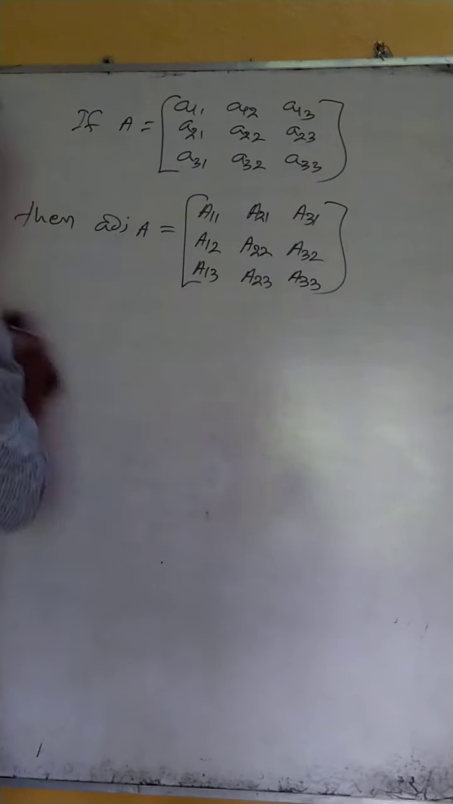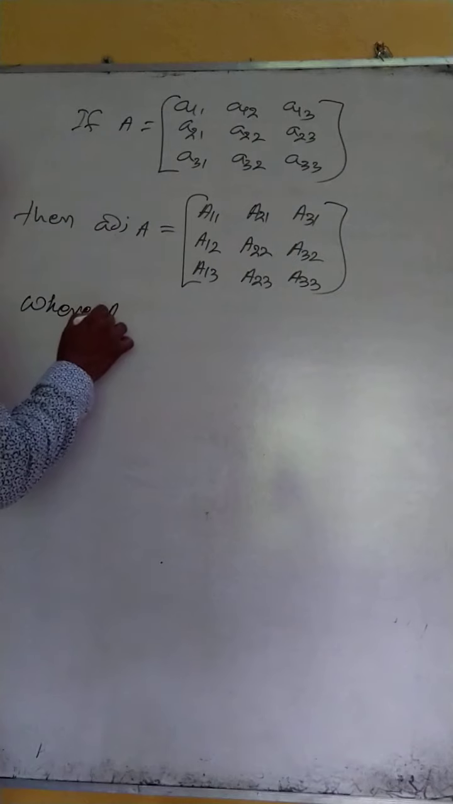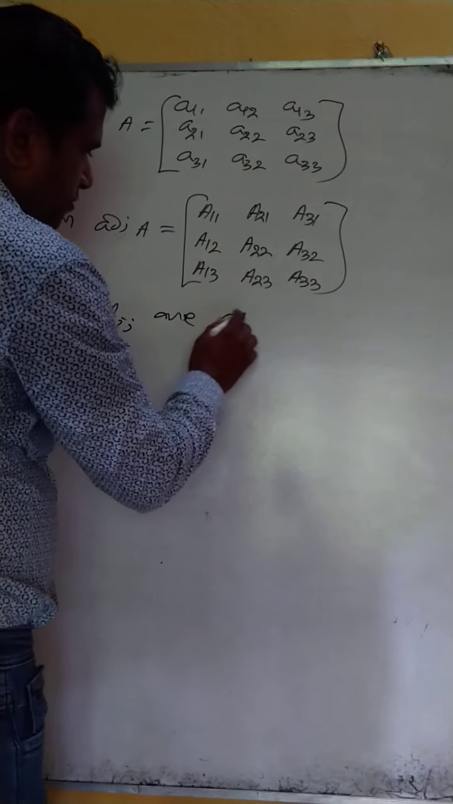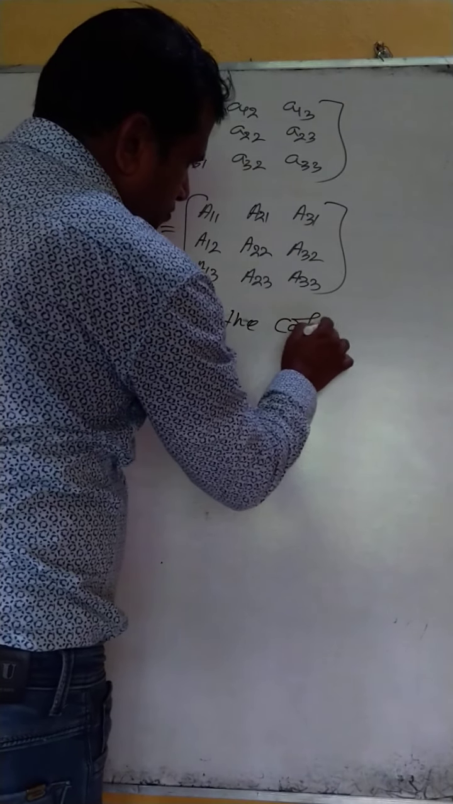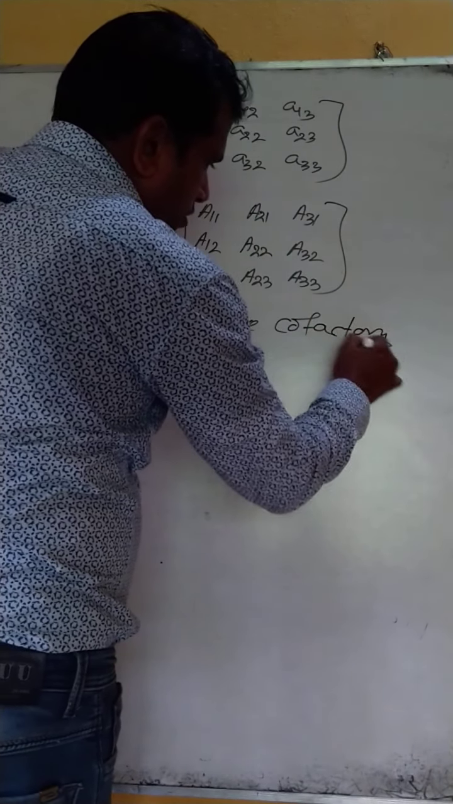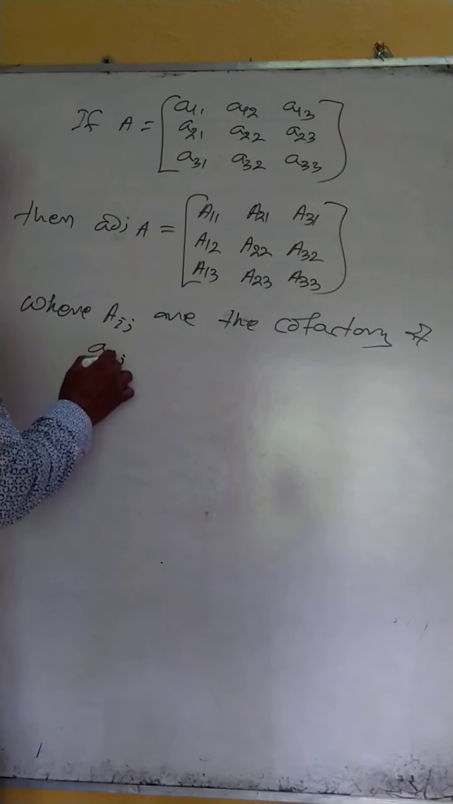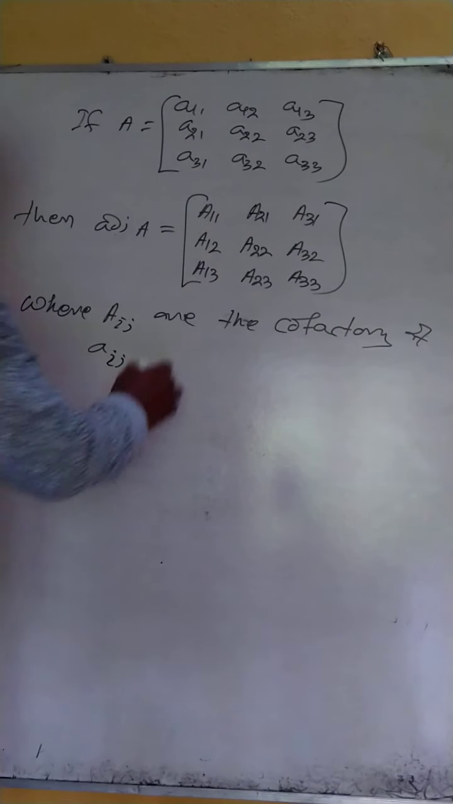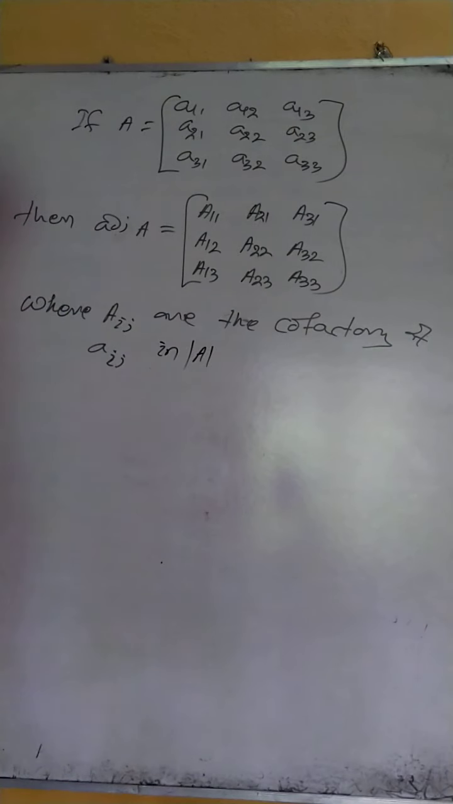Where capital Aij are the cofactors of small aij, cofactors of small aij in determinant A. Okay. Now we take an example.